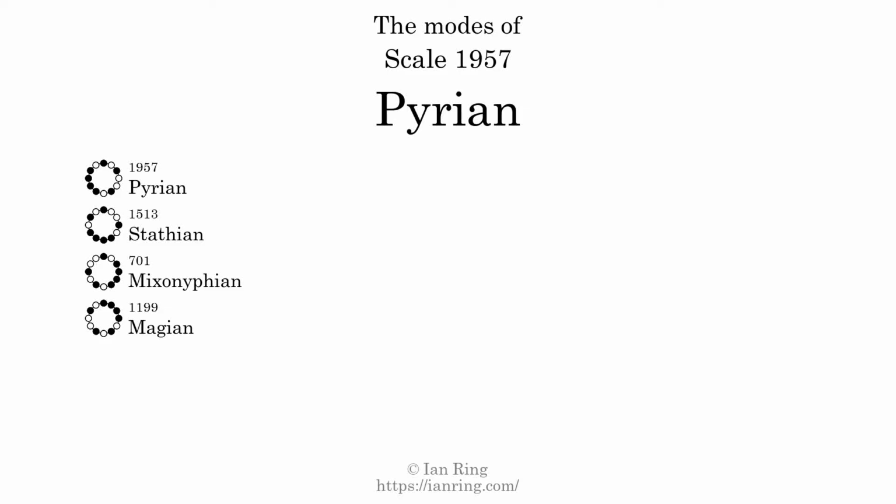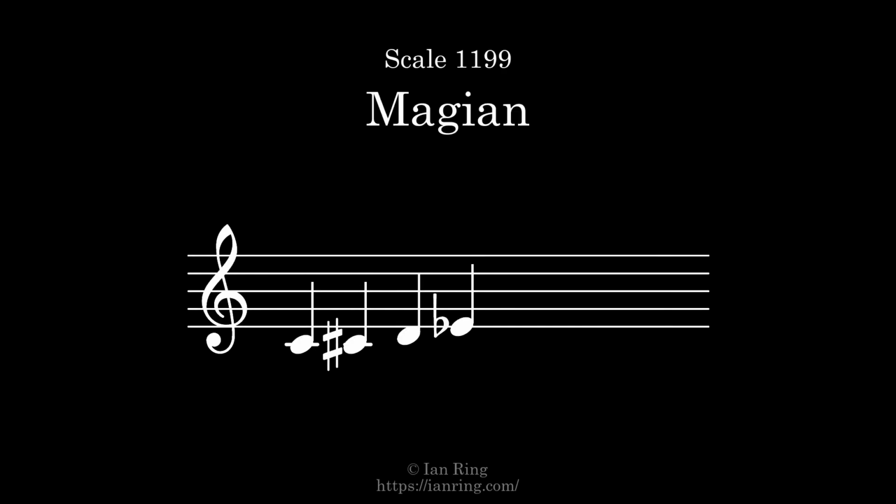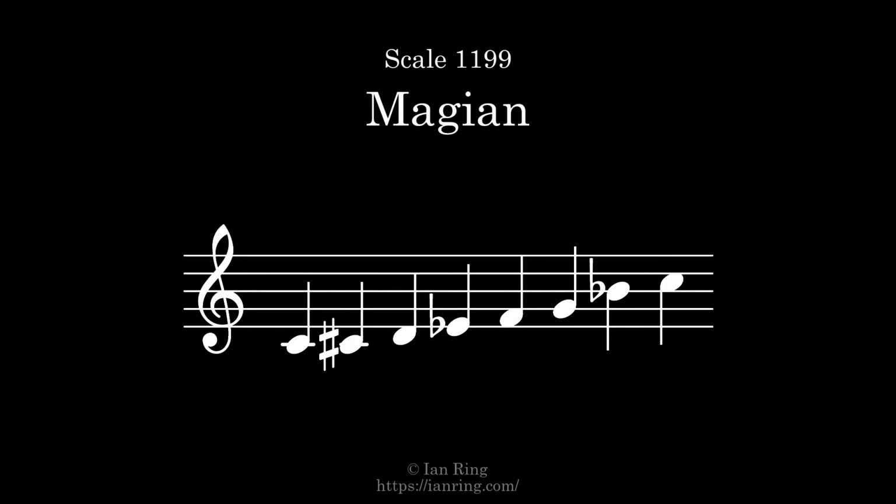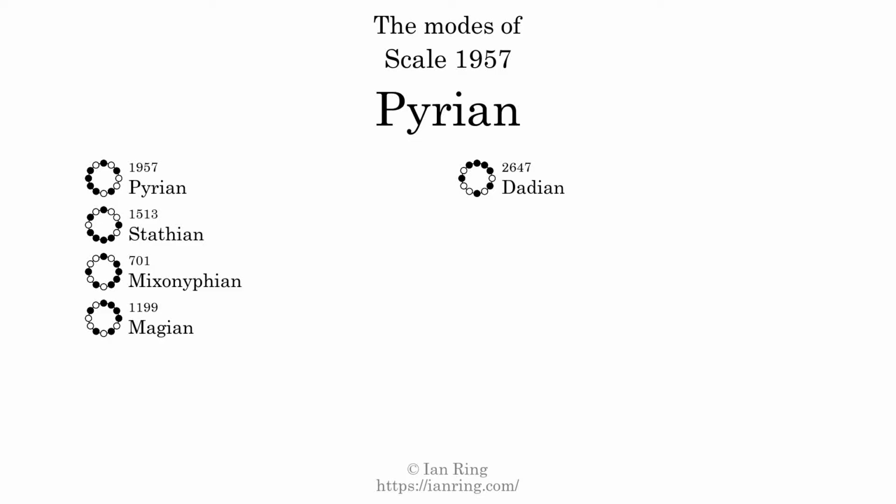The fourth mode is scale 1199, also known as Magian. It sounds like this. The fifth mode is scale 2647, also known as Dadian. It sounds like this.